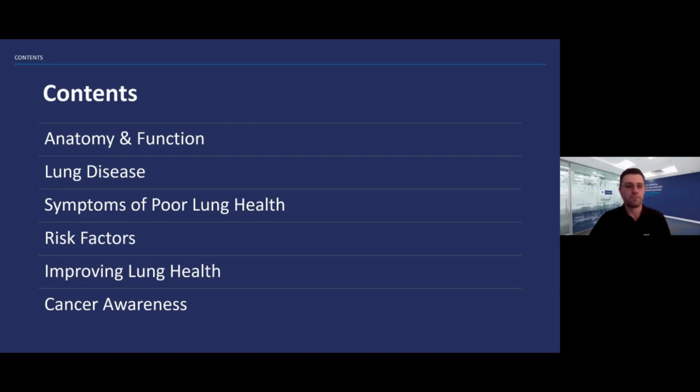Today, we're actually going to start off fairly broad. So we're going to look at the anatomy and function of the lungs. How does it work? How does it work with other systems as well? And then we'll get a little bit more specific. So we're going to look at things like lung disease, how to spot if there's a problem, all the way through to maybe some practical applications and some areas that you can then further research after today's session to help improve your lung function and your lung health. And as November, as I said, is Lung Cancer Awareness Month, we'll finish off with that as a topic as well.